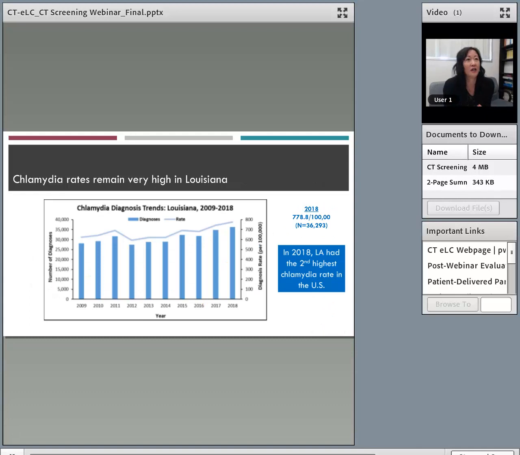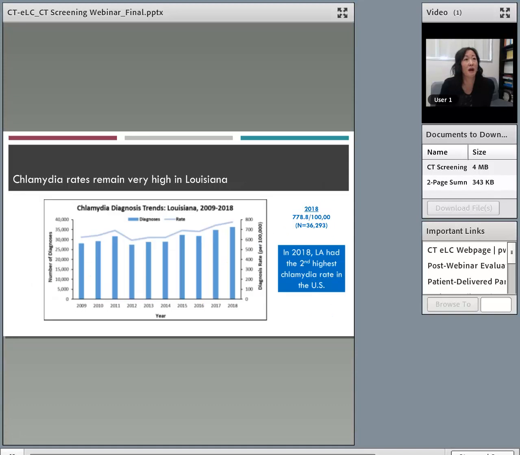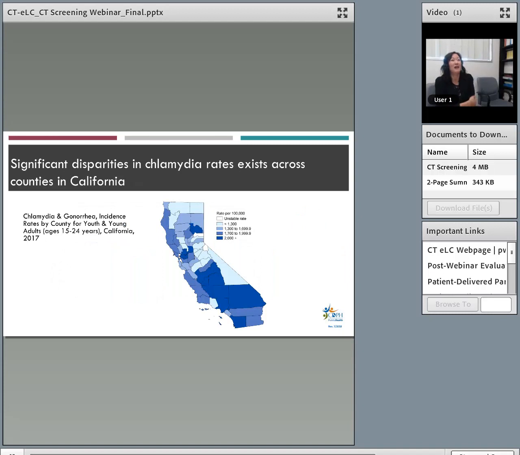But not to leave our Louisiana colleagues out, Louisiana chlamydia rates are also very high, and in fact, the rate in Louisiana is higher than it is in California. The rate in California was about 583 cases for every 100,000 people in the population, and in Louisiana, it's almost 800. So in fact, Louisiana had the second highest chlamydia rate in the United States. And who was number one, Holly? I don't know. Me neither. We're going to find out who the winner is and let you guys know later.